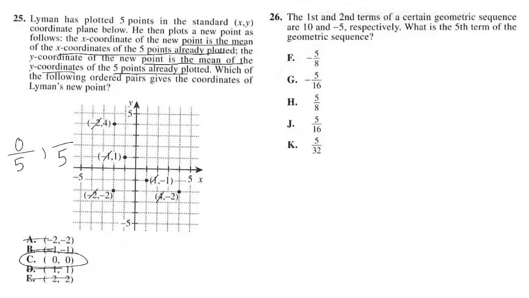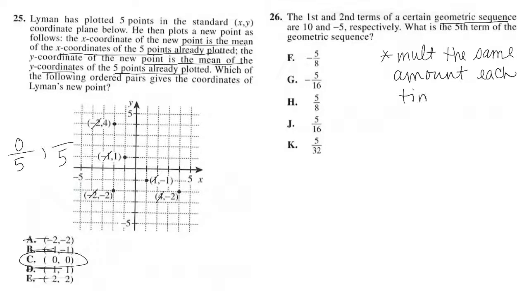So we have a geometric term, or sequence, sorry. And if you look at a geometric sequence, that means you are multiplying by the same amount each time. So multiply the same amount each time. All right, so that should help us.